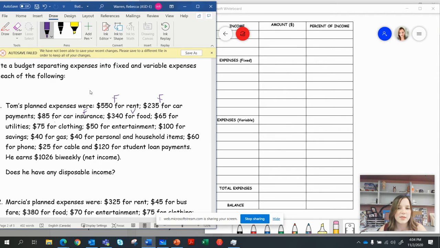$65 for utilities. That is a variable expense. Utilities means things like your power and your water. With NB Power, there is something called equalized billing where you can agree with NB Power that you're going to pay a certain amount every month for the entire year, which might make people think this can be fixed.